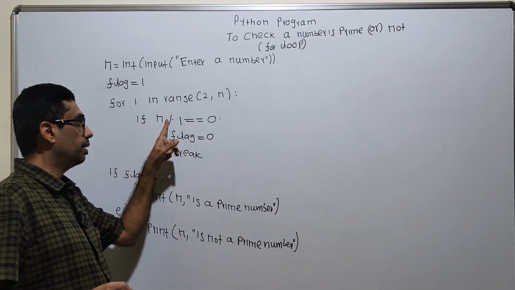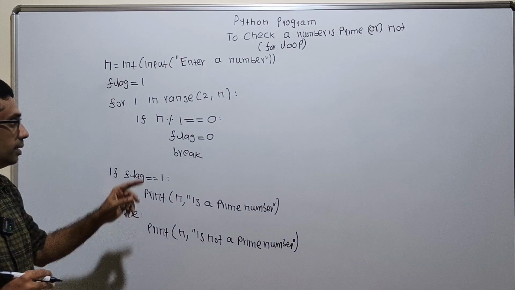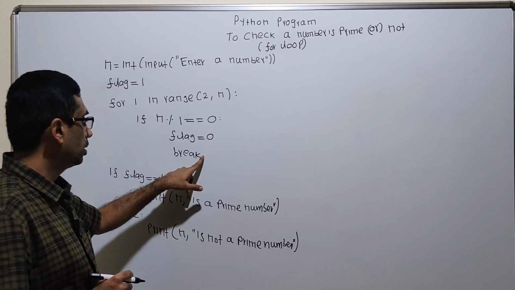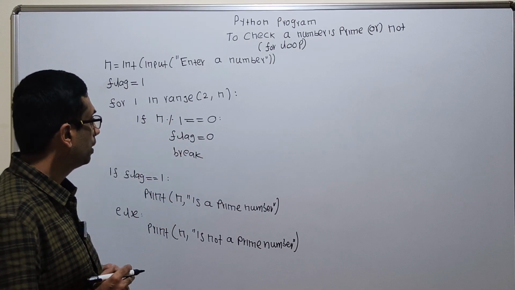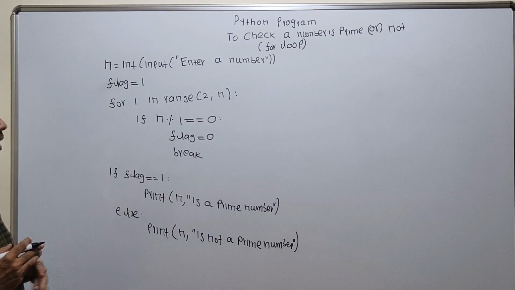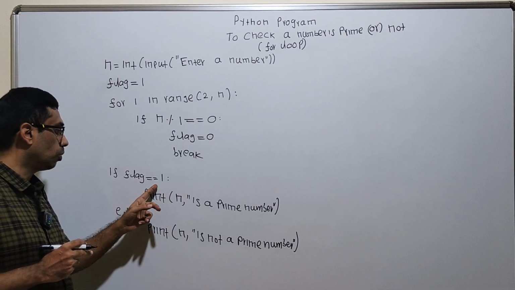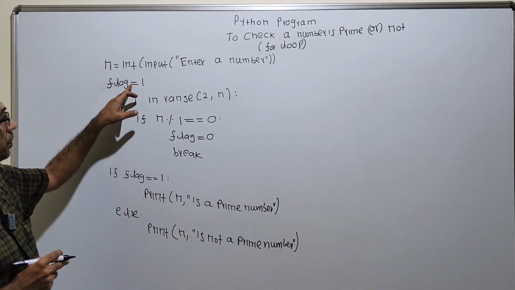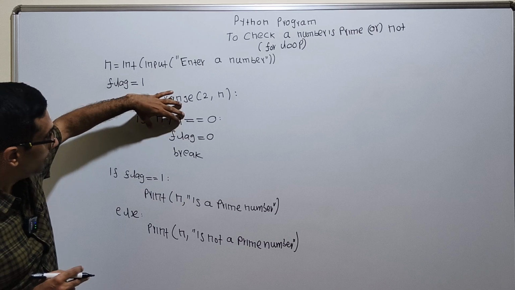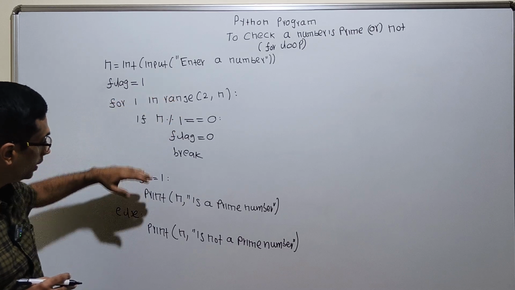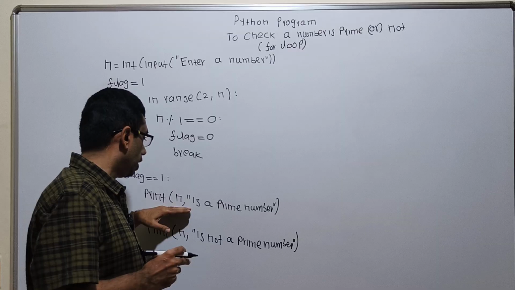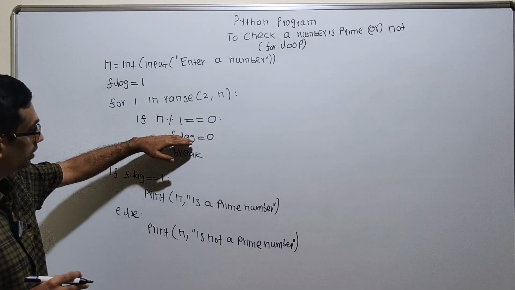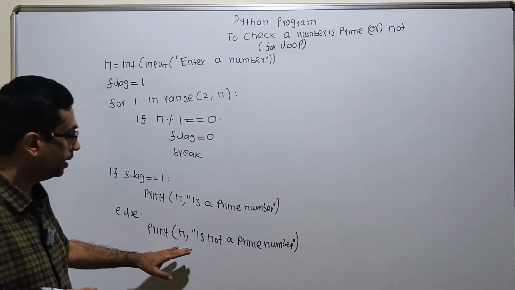The statements will get executed only when this condition is true. When this condition is true for any i value, the flag becomes 0 and break will get encountered. Otherwise, the flag remains 1, since the condition is not true for any i value. After the for loop, I am checking if the variable flag equal to 1. That means the flag is not changed to 0, and the condition did not occur from 2 to n minus 1. In this case, I am printing the value of n followed by the string "is a prime number". Otherwise, the flag is not 1, that means it became 0, and I am printing n is not a prime number.